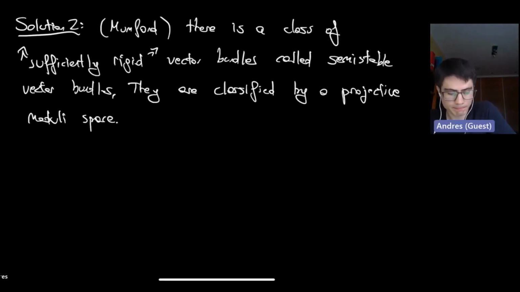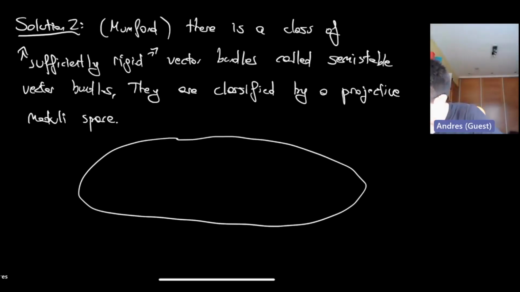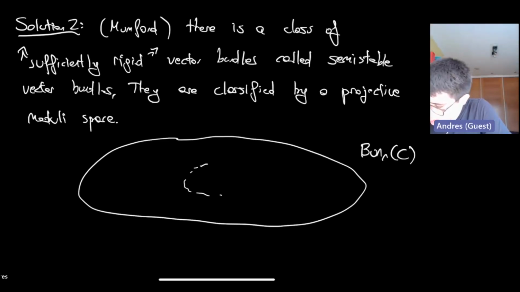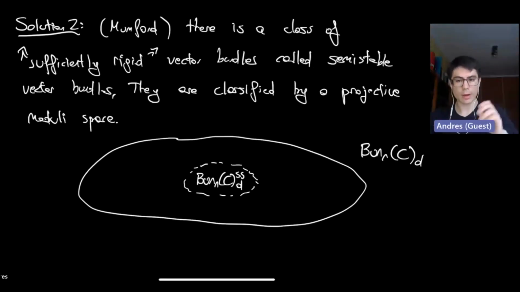Okay, so I think the picture that you should have in mind is something like this. You have this huge thing, parameterizing all vector bundles. That's kind of like Bun_n. And then inside, you have this small piece, and let me put the degree, which are the semi-stable vector bundles, those that can actually be parameterized by a complex projective variety. And then you have, in the boundary, kind of the wild world of all unstable vector bundles.